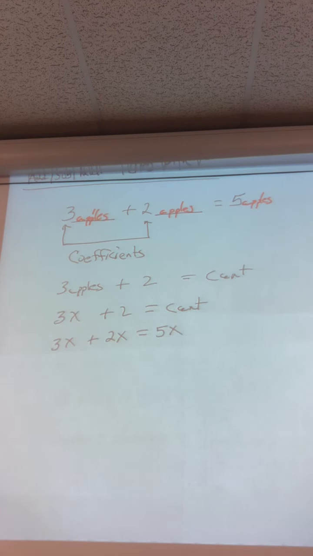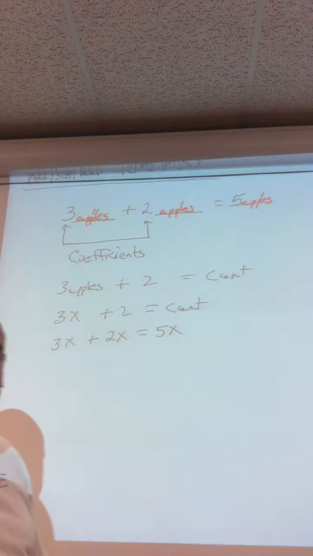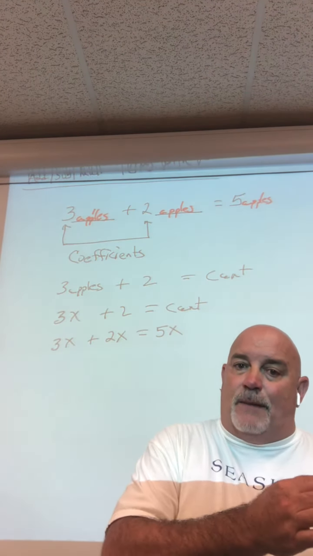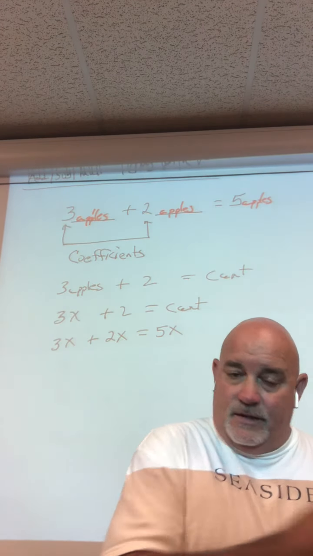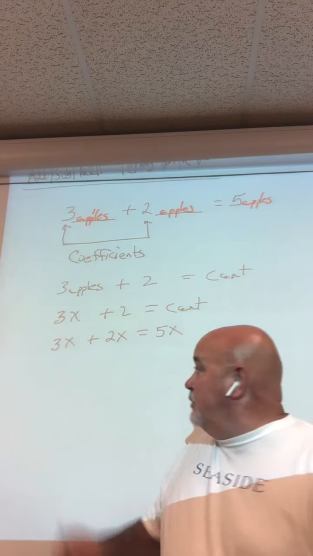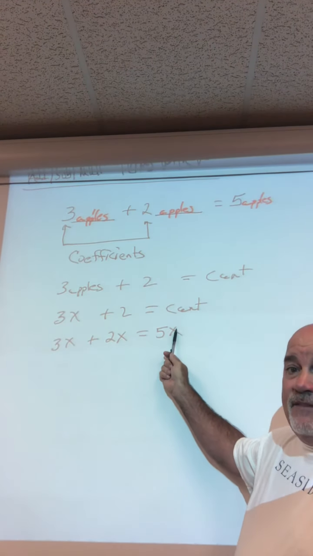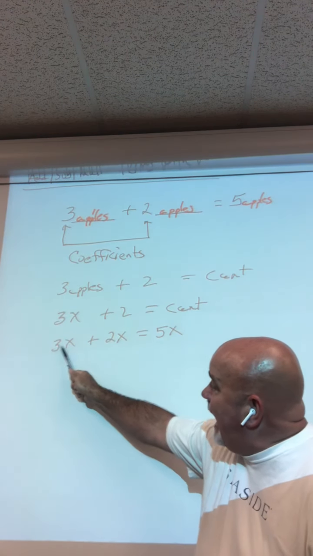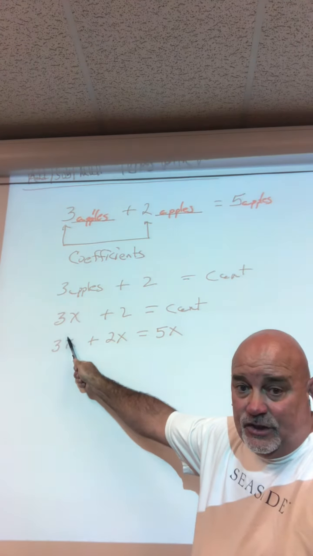Now, one thing sometimes students want to do is they'll say, Mr. Rayner, why is that not 5x squared? Well, let's go back to the 3 apples and 2 apples. 3 apples plus 2 apples is not 5 apples squared. It's just 5 apples. So 3x plus 2x is just simply 5x. So if the terms are alike, you add their coefficients, but that term doesn't change.